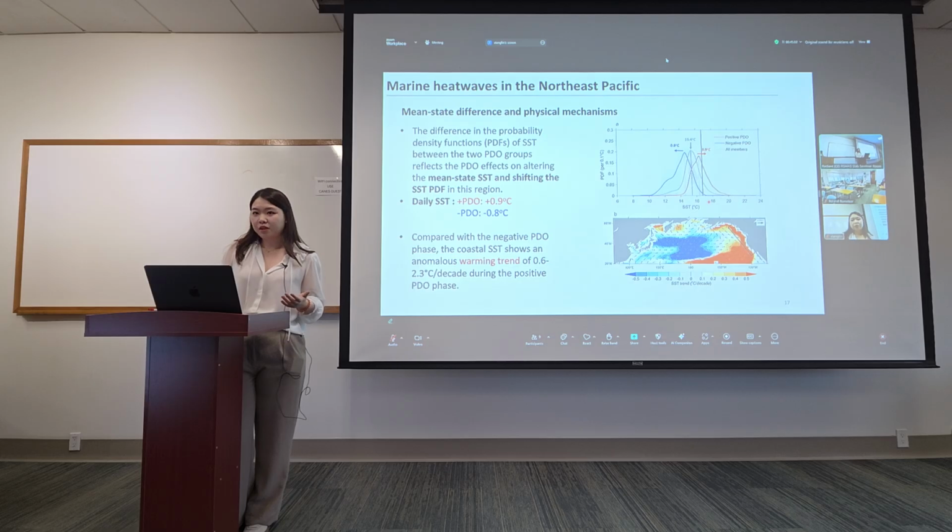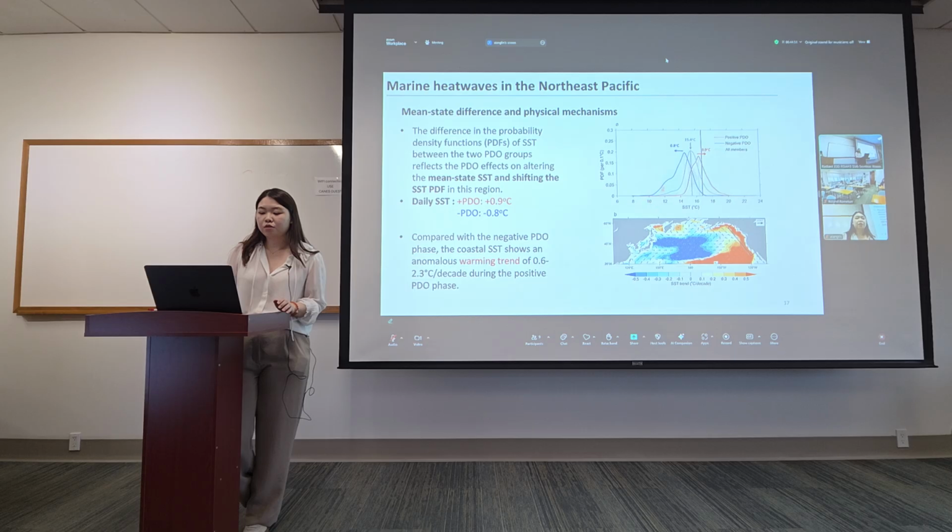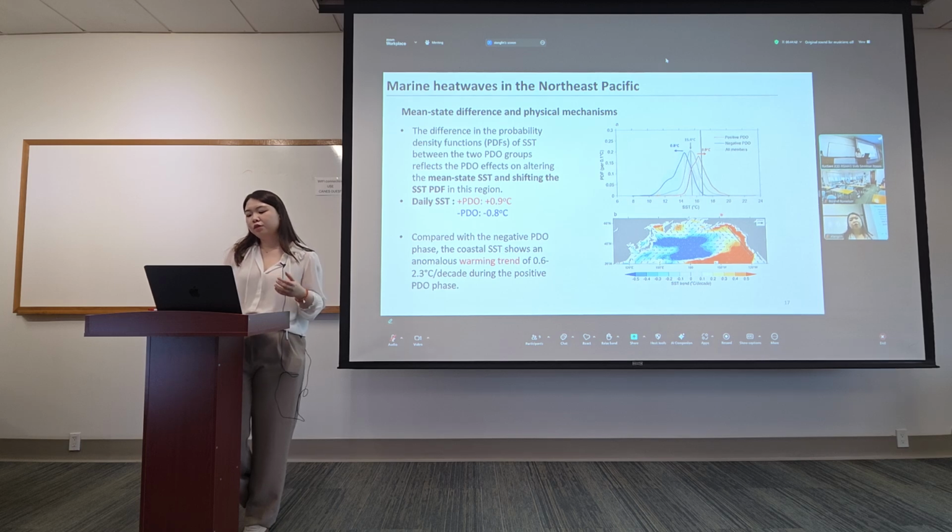But on the other hand, the PDF not only tells us information about the warm extremes. If we look at the left tail, we can see that the negative PDO also increases the likelihood of the cold extremes. But the PDF alone cannot tell us how these SST differences evolve. So if we want to really understand the mechanism, we still need to go beyond the statistics.